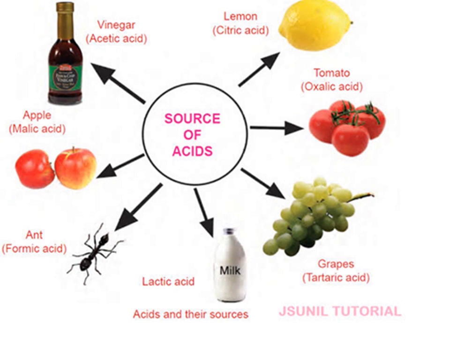Here we are seeing some examples of acids that we are using in our daily life. One by one we will discuss them. The first is lemon juice. It is lemon, and it has citric acid. It is an acidic substance. So lemon is an acidic substance.